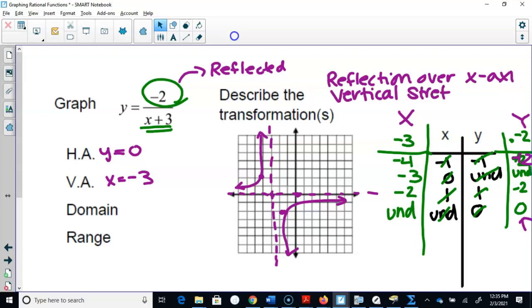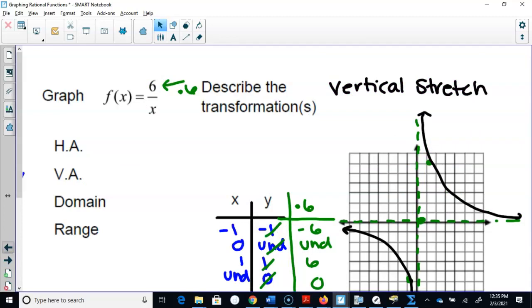So what did we learn here, ladies and gentlemen? When we multiply by a negative to the y, we have a reflection on the x-axis. We also multiplied by that 2 there. That gives us a vertical stretch. Just like we multiplied by 6 over here, that gave us a vertical stretch. So that multiplication of something other than 1, right? That gives us that vertical stretch.